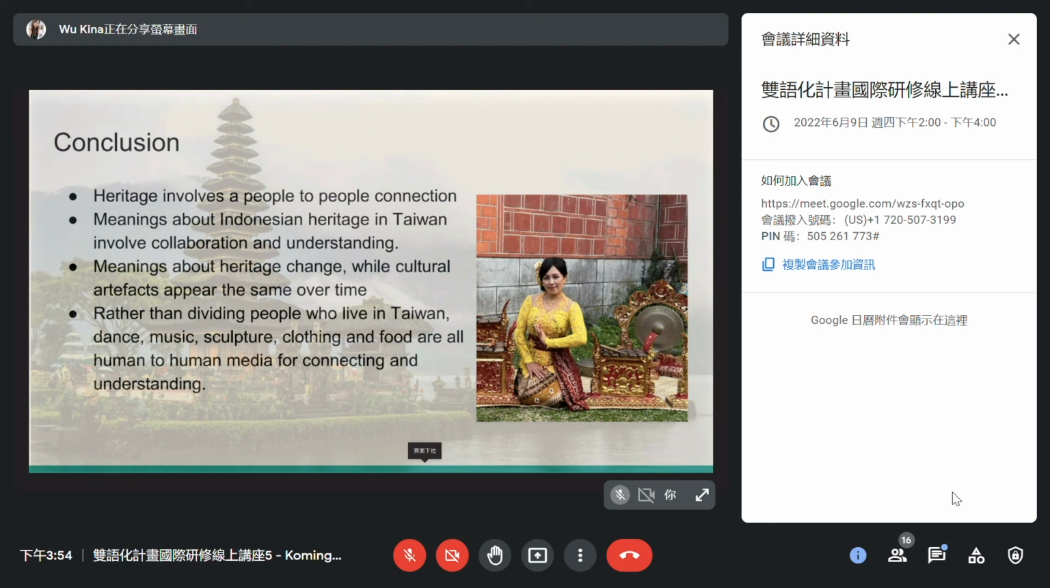The meaning of heritage changes while the cultural artifact appears the same over time. And rather than dividing people who live in Taiwan, dance, music and other arts, like wearing our traditional clothing here in Taiwan, like batik and kebaya, as you see in the pictures, can connect us. I hope for human-to-human connection, and we understand and respect one another, Indonesian or Taiwanese, so we can work together more. I think that's from me.